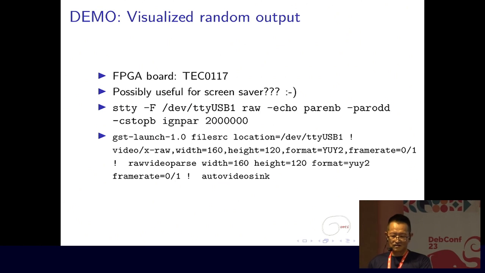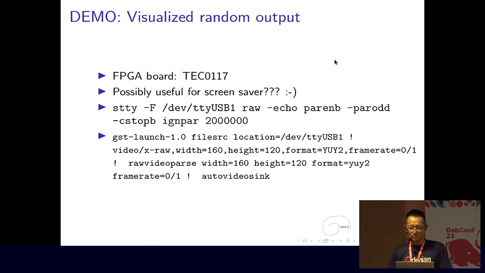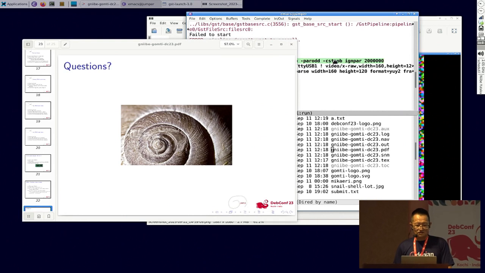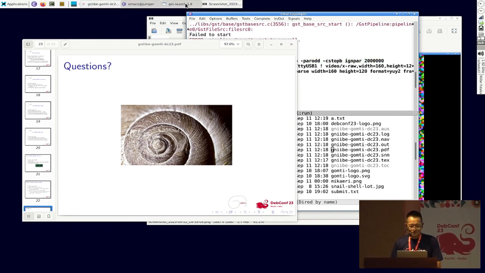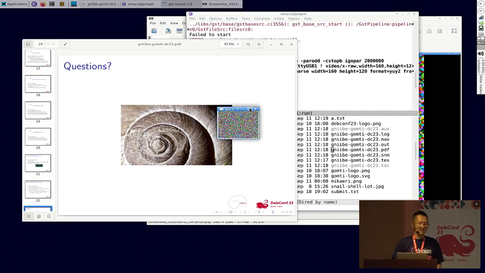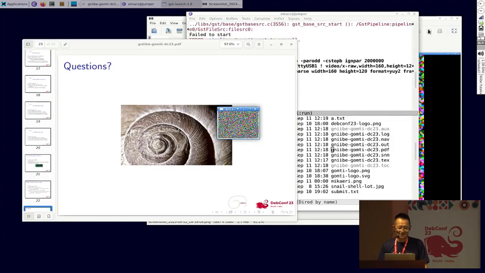And lastly, I do a demonstration. This is a running stream of random bits generated through the random number generator. I'm afraid that this demonstration is not good for the video team. Anyway.